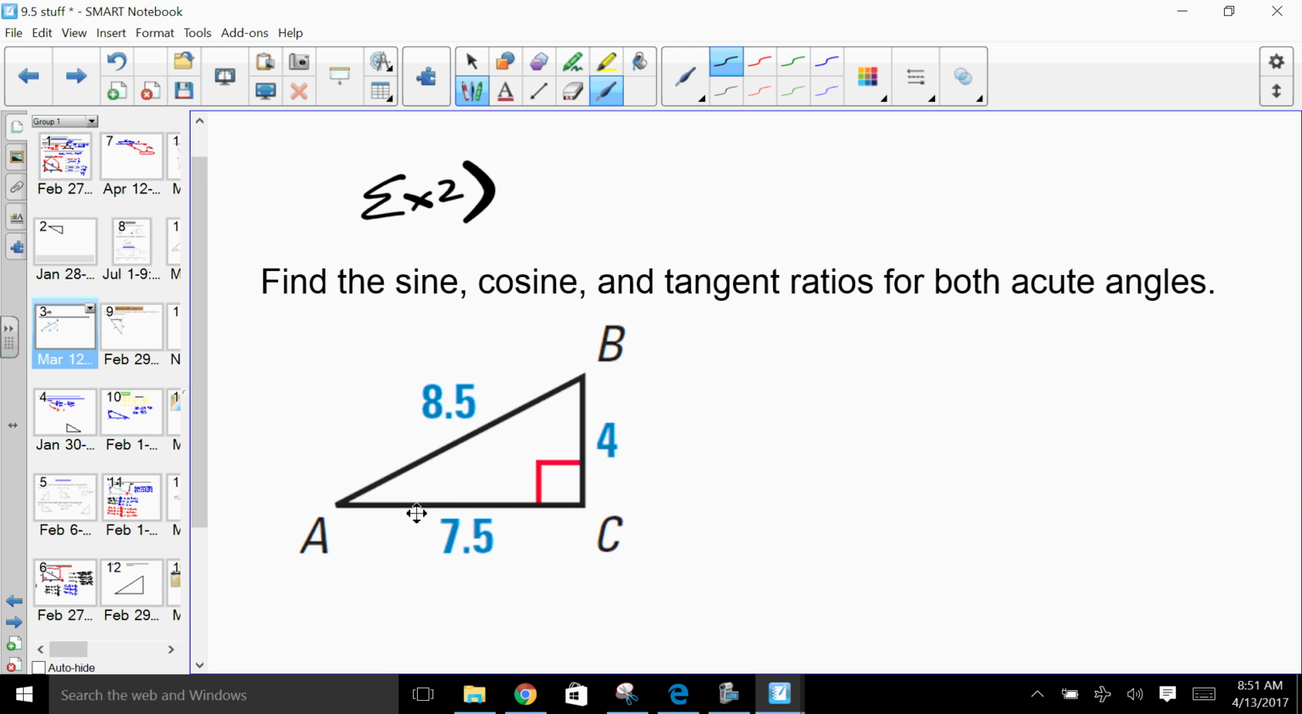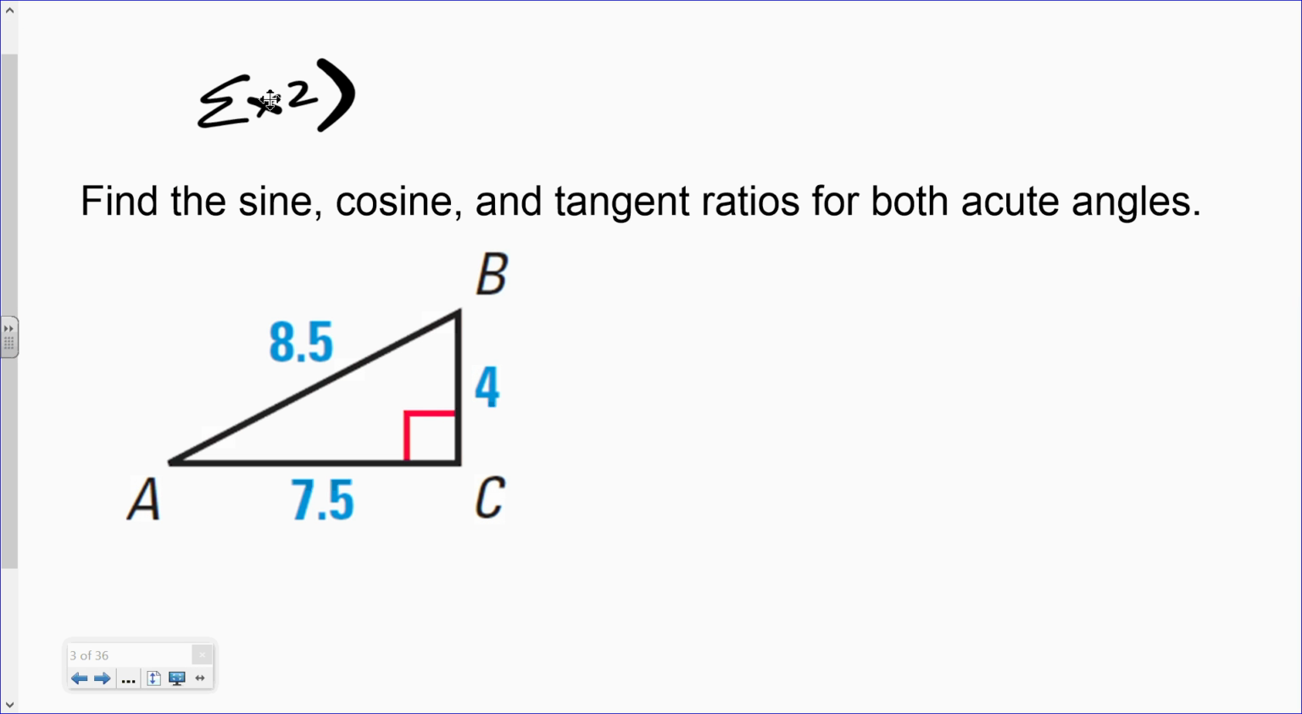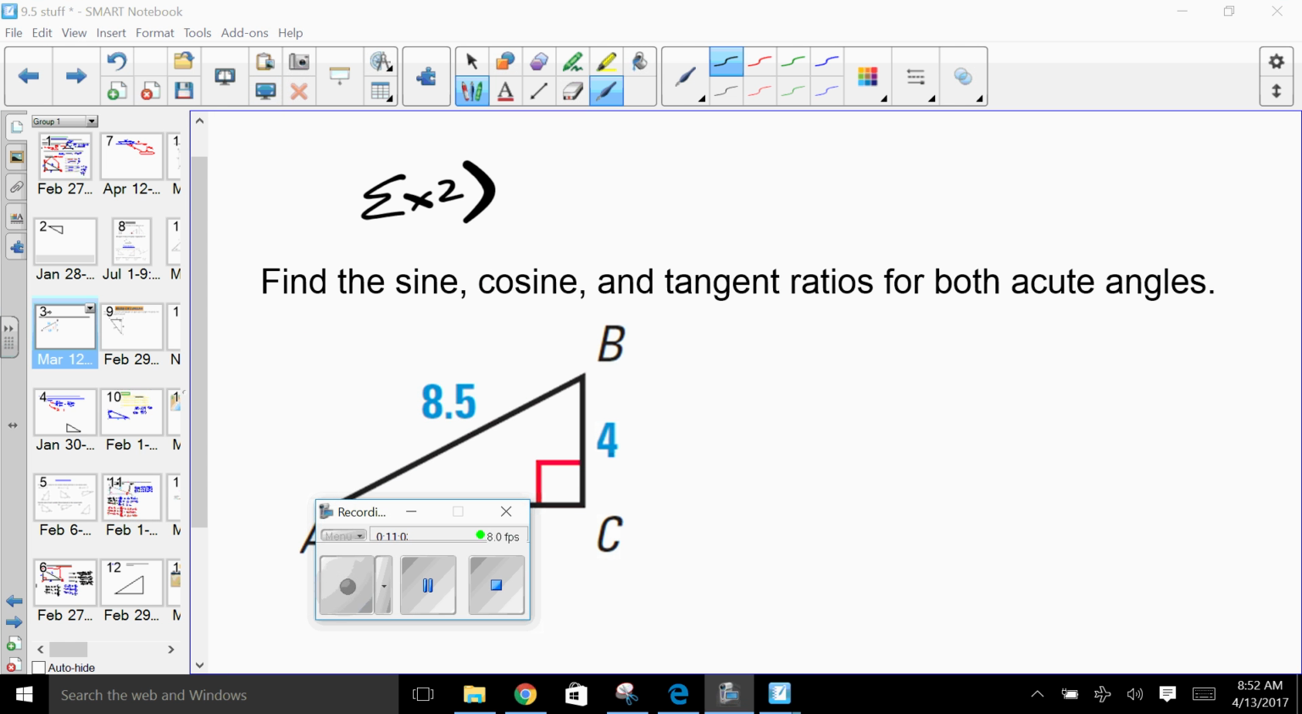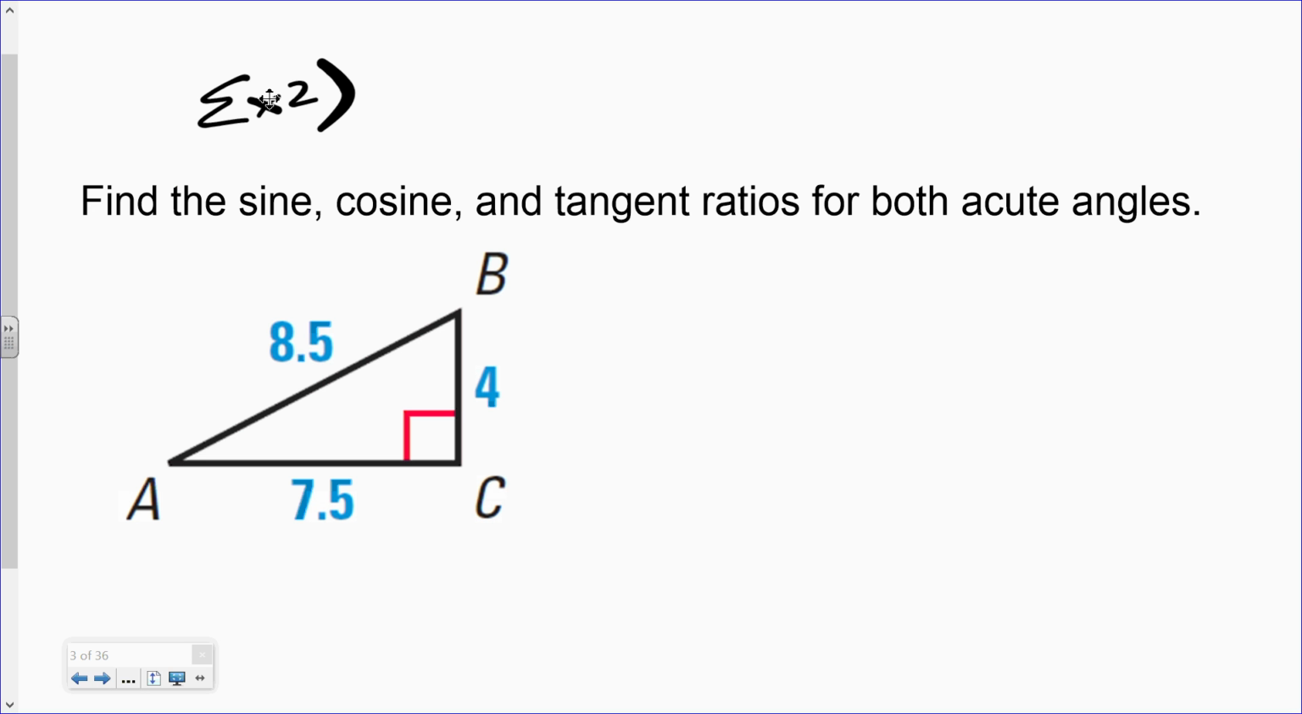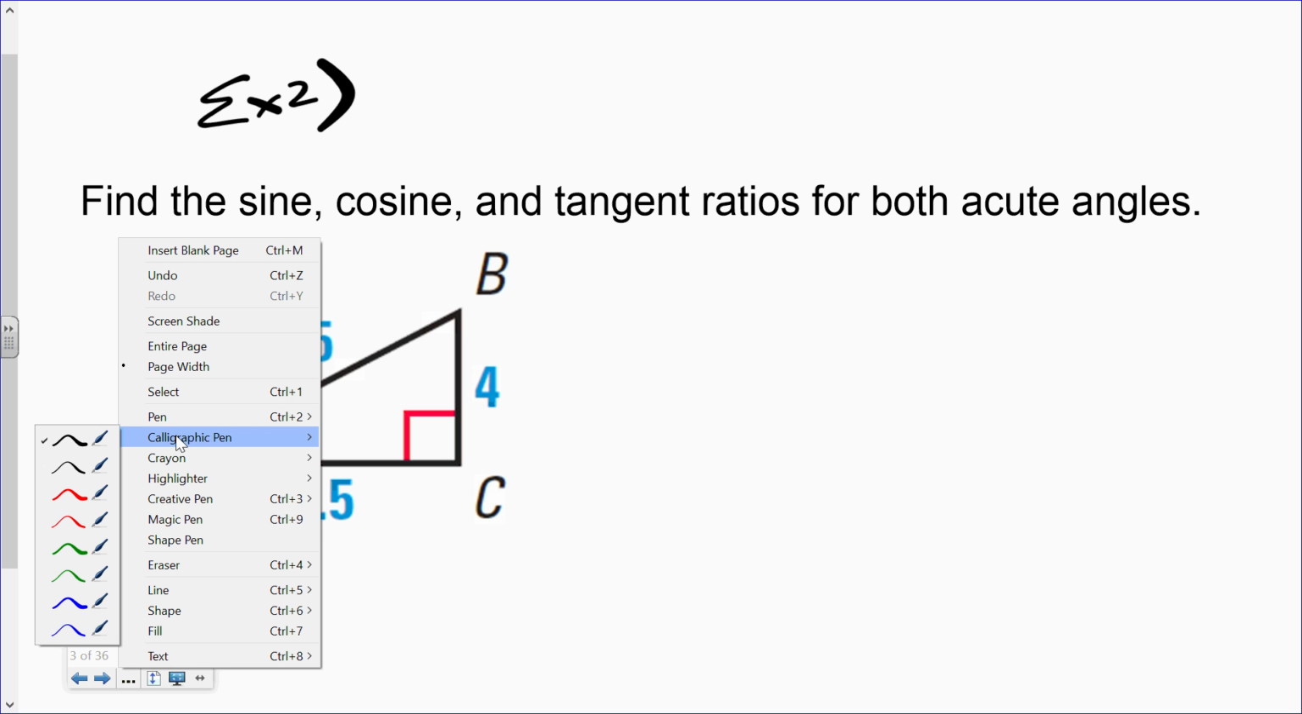So here's example 2. We're going to find the sine, cosine, and tangent ratios for both acute angles. Copy this right triangle down. So let's do the two acute angles. I'll go a little quicker now, so have your calculators ready. What would be the two acute angles here in this triangle?